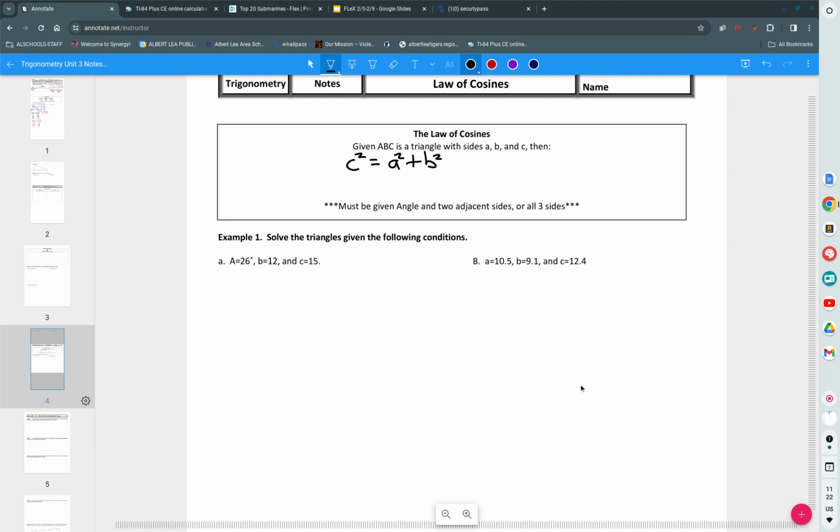And the law of cosines is really just the Pythagorean theorem, but then it's got this extra nugget right at the end. We have to subtract something off. And what we subtract off is 2 times a times b times the cosine of angle C.